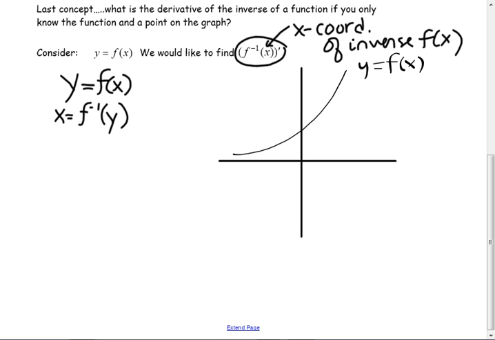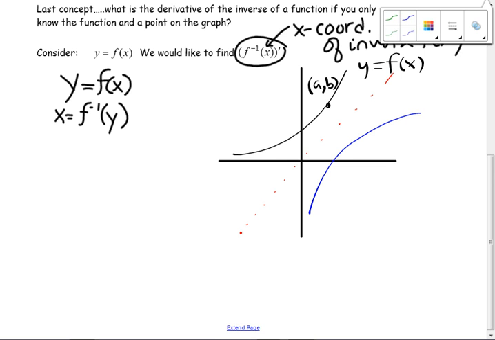Remember you reflect over y equals x? Do you remember that? And so if I do that, it kind of looks like this. And what's true about your pairs? If this is A and B, what happens over here? They switch.